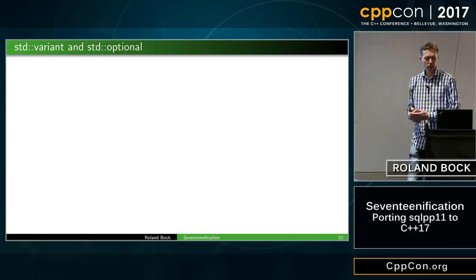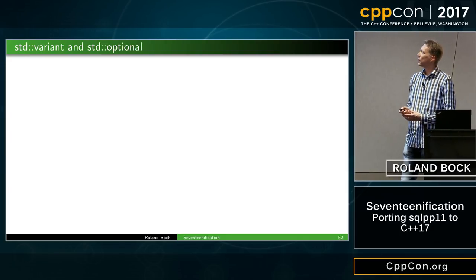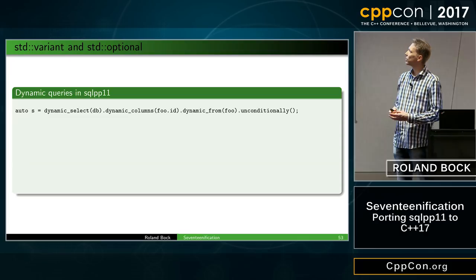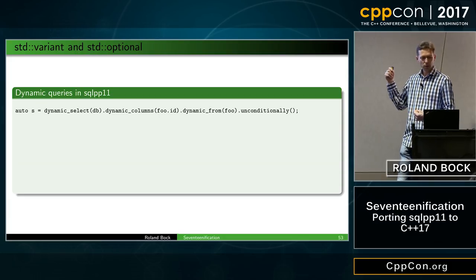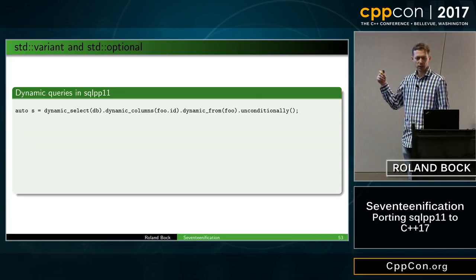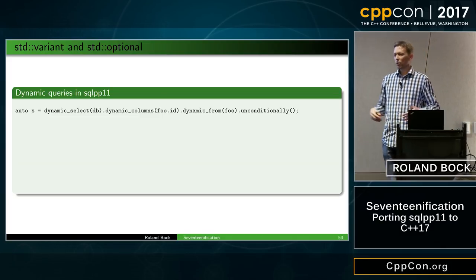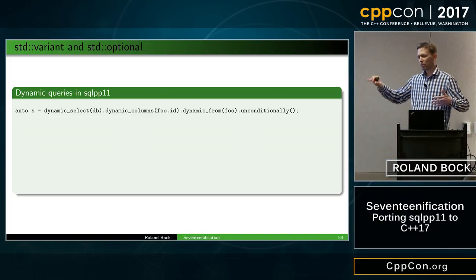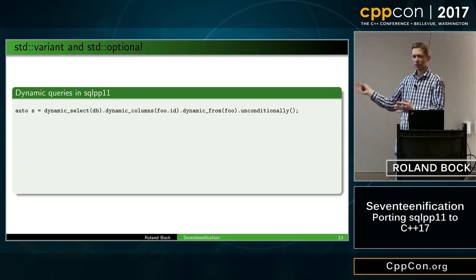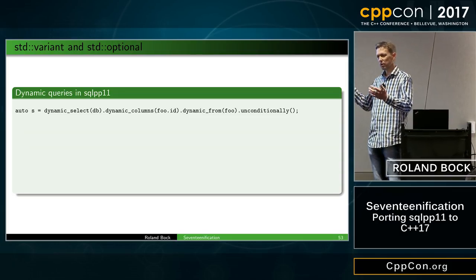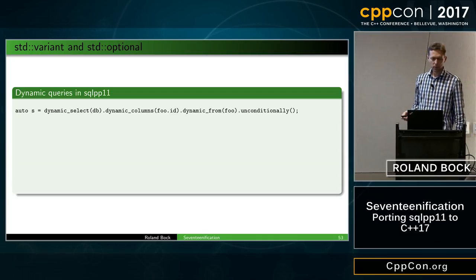The next two things are std variant and std optional. In order to see what I want to do, let's go with this. So all the examples that I've shown before were examples where the structure of the query is completely known at compile time. So every column is known, every table is known, everything. Right? But there are situations where you select some data from a database, and sometimes you want to add a new column or a different column because this column is expensive and you don't want to extract it every time, but based on some condition you want to extract it, right? So that's where this dynamic select comes into play.